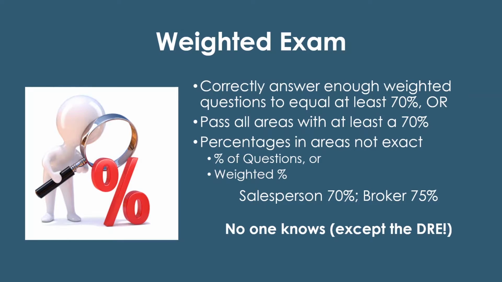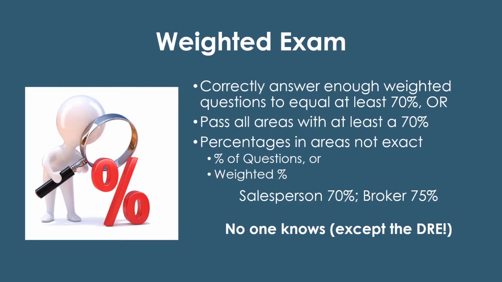So that doesn't mean you just need to get, for instance on broker, 150 of the 200 questions correctly. No. The DRE has not released how they do it, but they do say it's a qualitative exam in nature. So there are really 2 options or theories for it. I believe the first one's correct, where you have to correctly answer enough weighted questions to equal at least 70%, or 75 for broker. Or you have to pass all of those 7 areas with at least a 70%, or 75 in each of those areas. Now, I think the first option is actually the one that the DRE does.